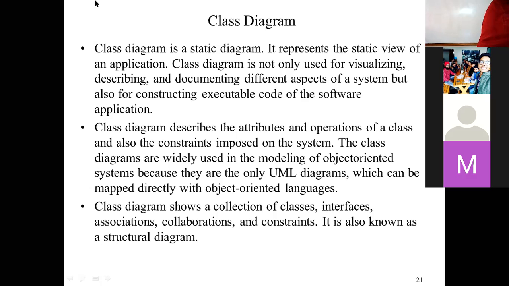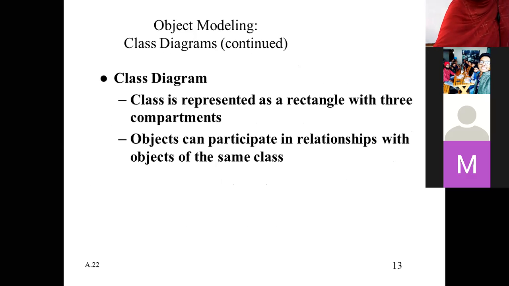Class diagrams show a collection of classes, all of them interacting, their interfaces, their associations, their collaboration, and constraints. It is also known as the structural diagram. The other name of the class diagram is the structural diagram. A class is represented as a rectangle with 3 compartments, and objects can participate in a relationship with the objects of the same class.